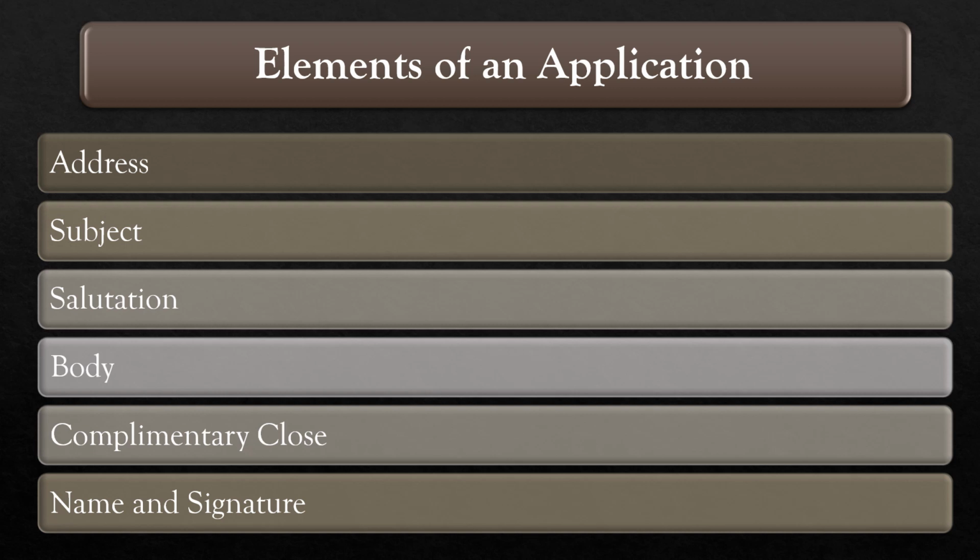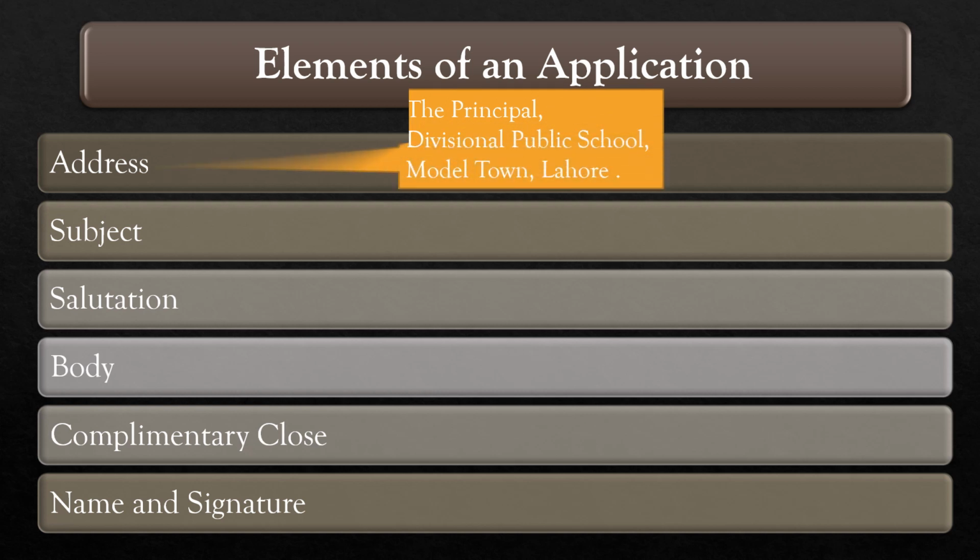First is address. The address we write like this. In the address, we write in the first line, the principal. Principal's P is capital. Dear students, you often make mistakes while writing the spelling of principal. So remember, principal ends with P-A-L, not P-L-E, which is where most students make mistakes.